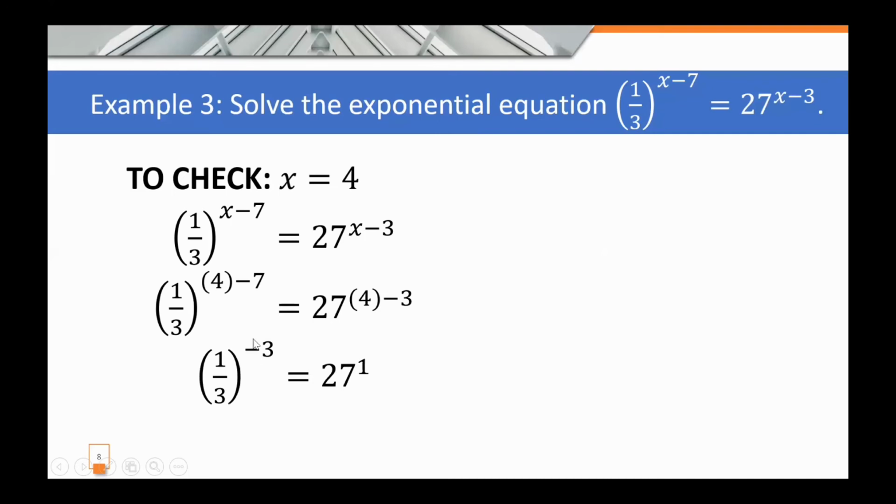Since the exponent is a negative number, you can get the reciprocal of 1/3, that is 3, and make the exponent positive. So 3 cubed equals 27 raised to 1 is 27. 3 cubed is 27, that is equal to 27. Therefore, x equals 4 is the solution for the given exponential equation.